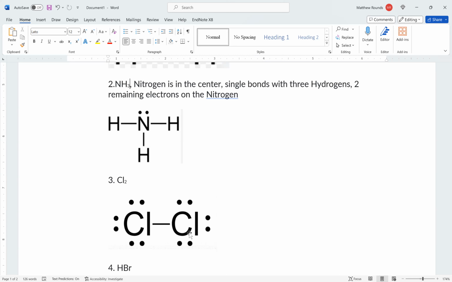Here's what I typed in the chat. I tried to make it the way you wanted it to. Okay, so you want to say chlorine has a single bond between them, maybe, and each has 6 electrons remaining. Or you said that there. Okay, yeah, it's good. That works.